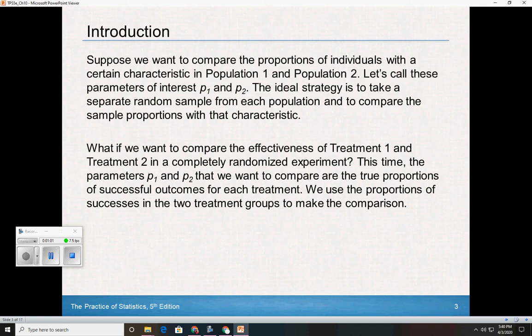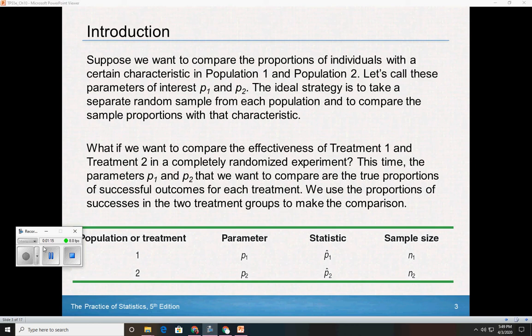experiment? This time, the parameters P1 and P2 that we want to compare are the true proportion of successful outcomes for each treatment. We use the proportion of successes in the two treatment groups to make the comparison. So we have two different populations. The parameters are P1 and P2. The statistics are P hat 1 and P hat 2. And then the sample sizes, of course, would be N1 and N2.